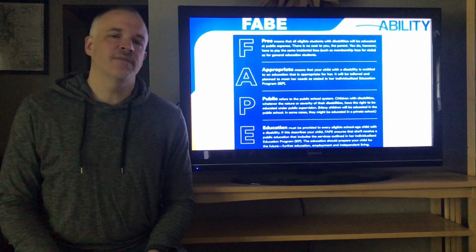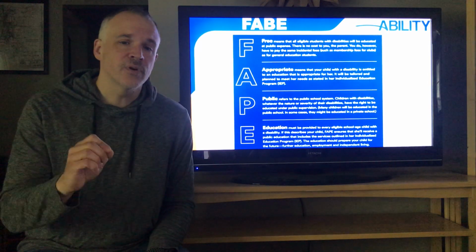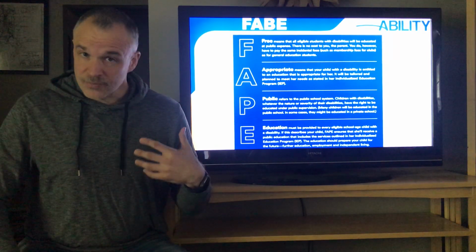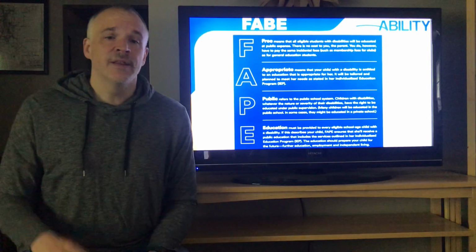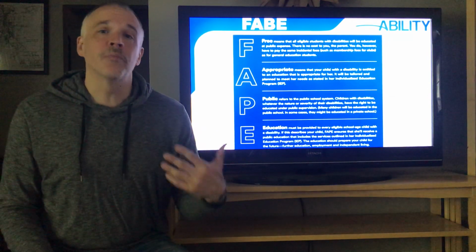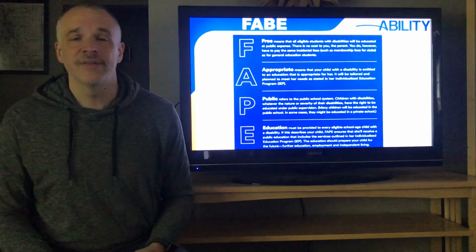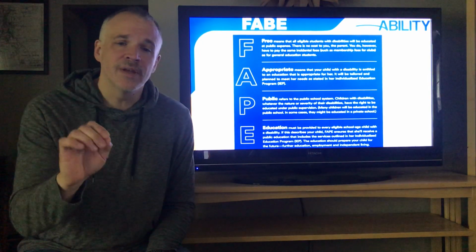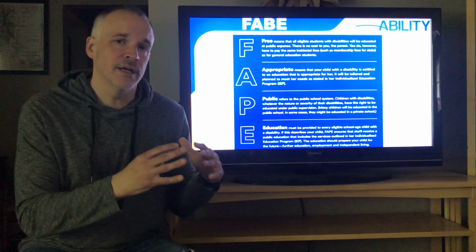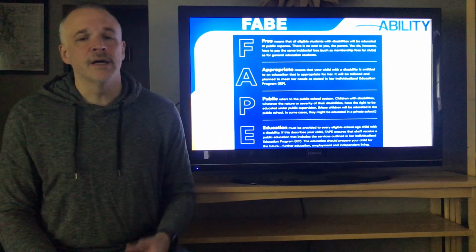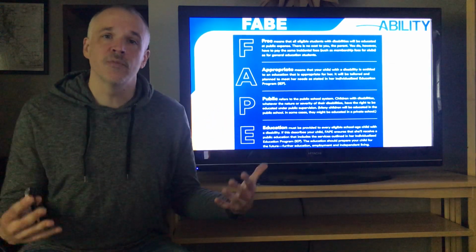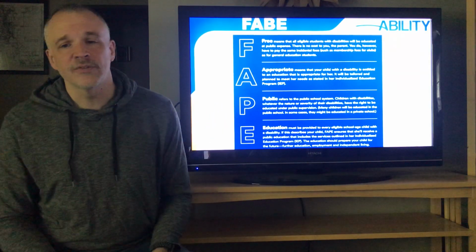So let's go back to FAPE. It stands for Free Appropriate Public Education. It's basically saying that if your child has a disability, they are entitled to free education. It's meant to be appropriate to their developmental level. It is meant to be done in a public setting, not necessarily a secluded educational environment. So you may hear this when you're talking with parents or professionals.